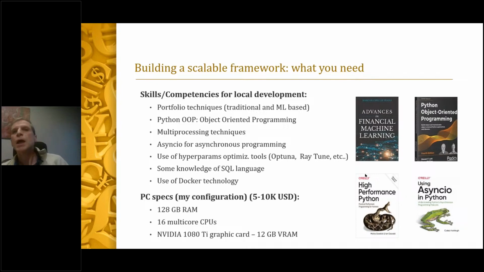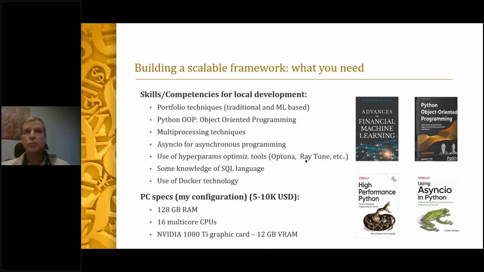Here you can see the books I studied from. These are very good books in my opinion. These are the books from which I learned all these techniques. And the last part is my configuration. As you can see, by spending between 5 and 10K USD, you can build a very powerful PC that allows you to build a portfolio trading system based on multi-assets.